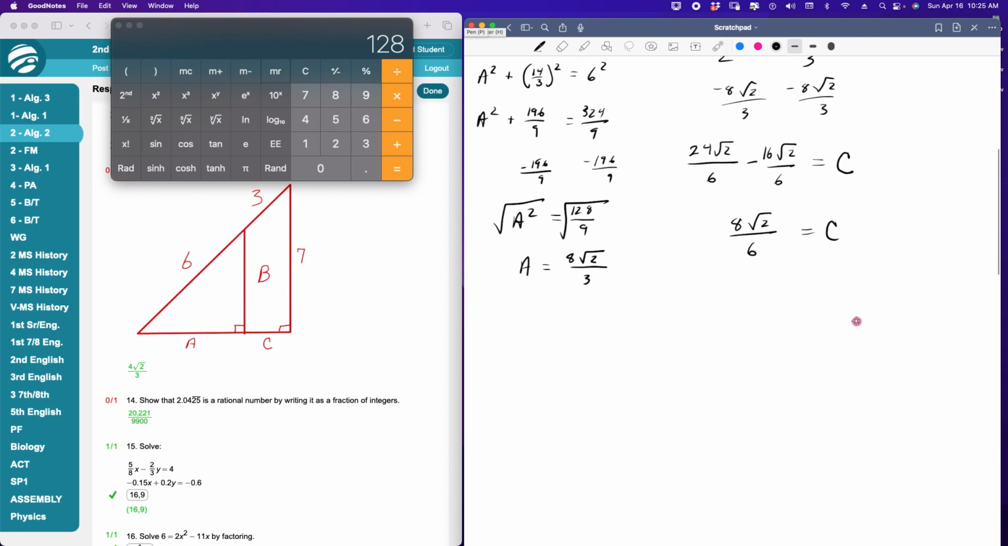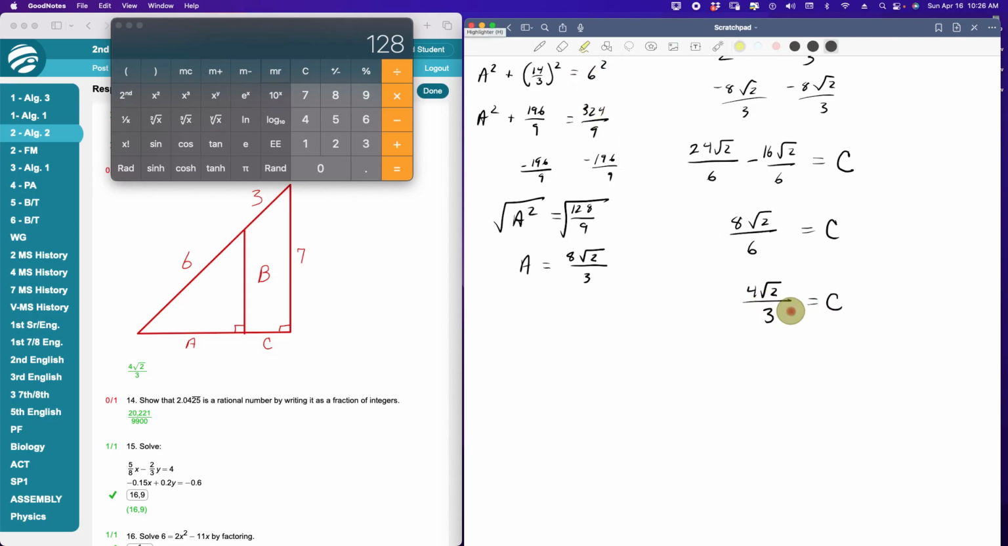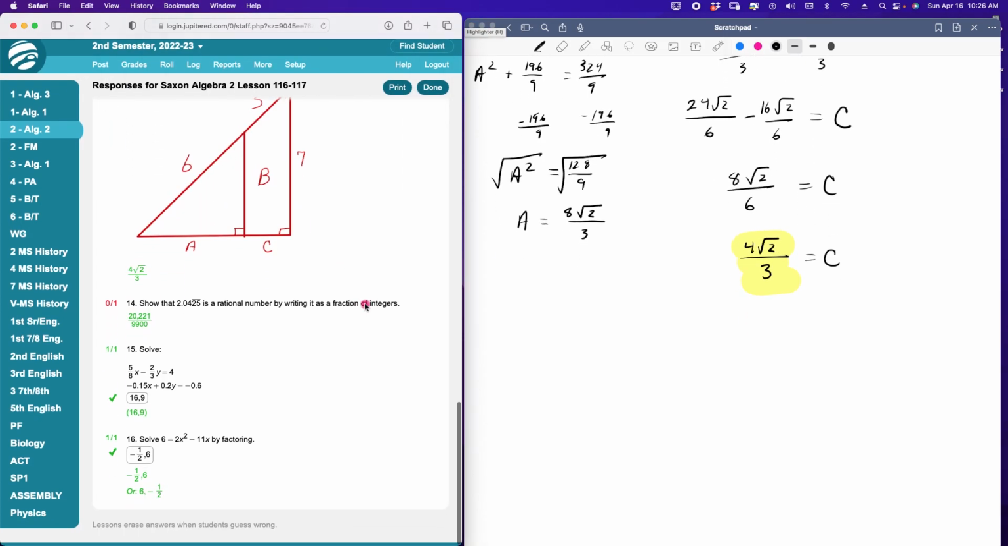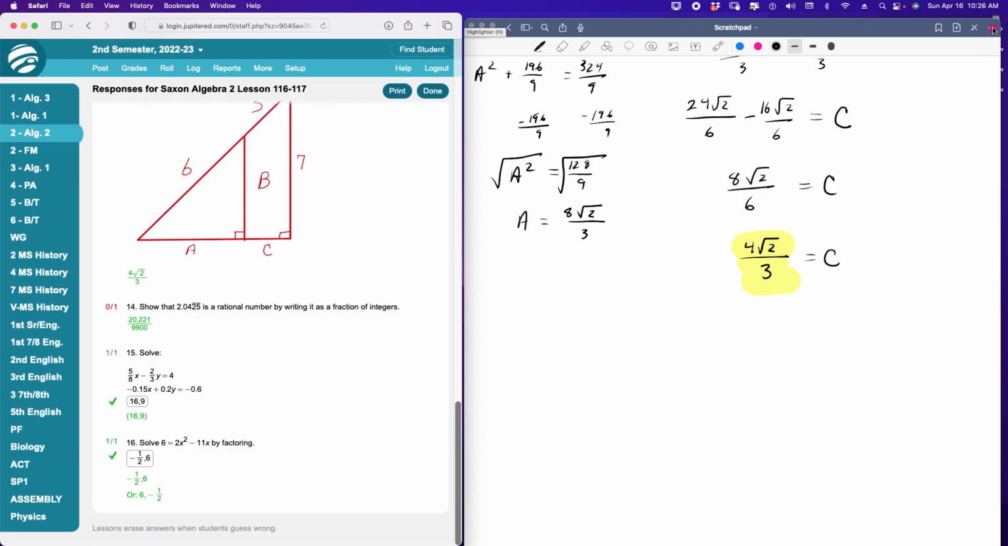But we can reduce this by dividing this and this by 2. So 8 divided by 2 is 4 times the square root of 2. 6 divided by 2 is 3. And that is the value for C right there. That's the answer you're looking for. All right, so let's look at the next one. That's the last one that we needed to do.